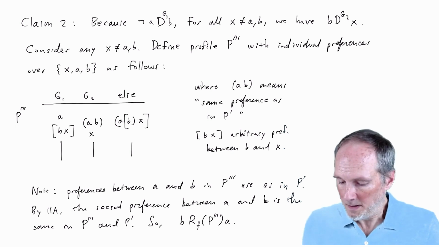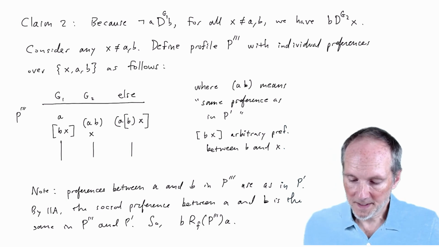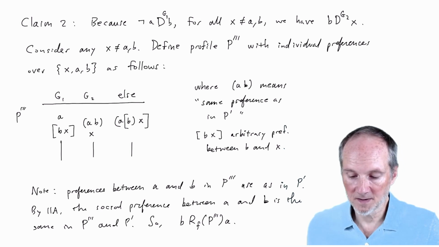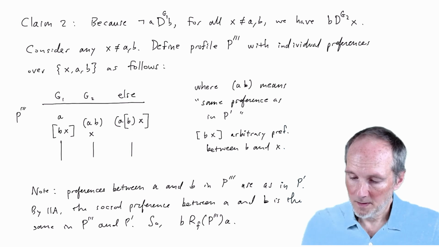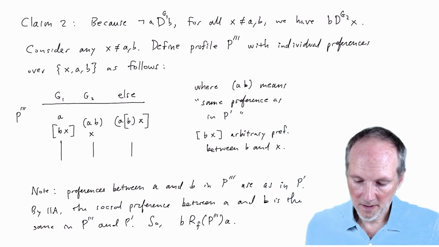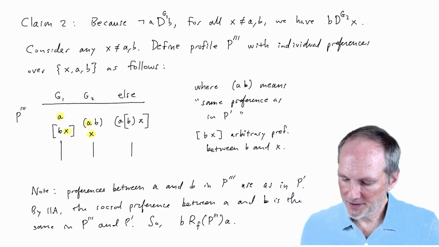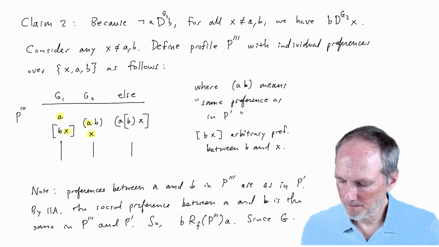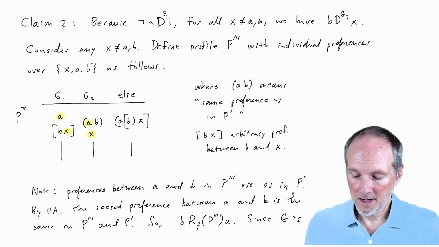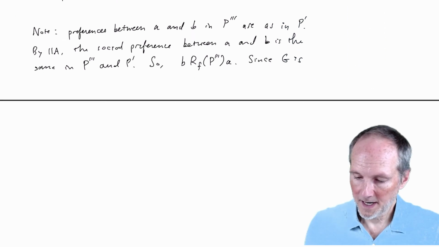Okay. Now, notice that, let's look at the preferences between A and X in this profile. If you'll notice, for people in G1, A is better than X, and for the people in G2, A is better than X. All right? As we talked about in the previous claim, G1 and G2 together are a decisive group, right? Because they make up this group G. Here's a preference profile where they all prefer A to X, and by the nature of being a decisive group, that tells us that A is socially preferred to X at this preference profile.